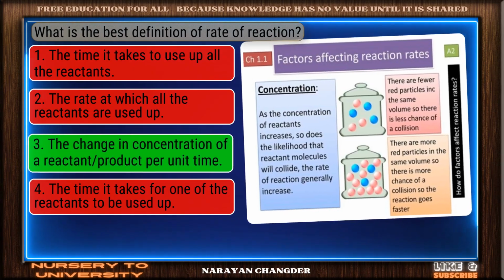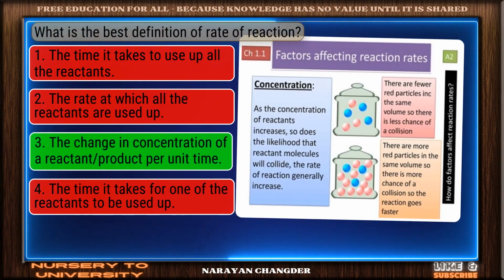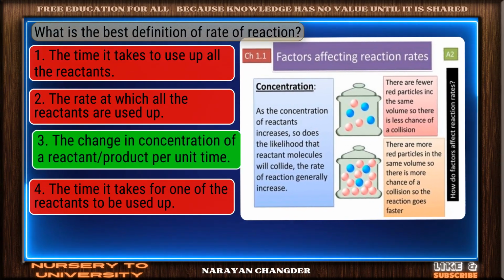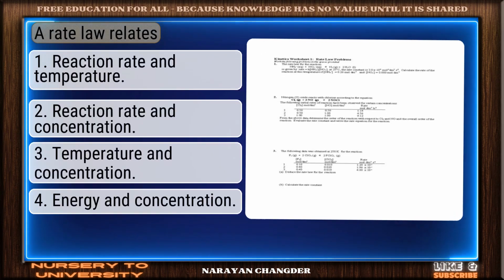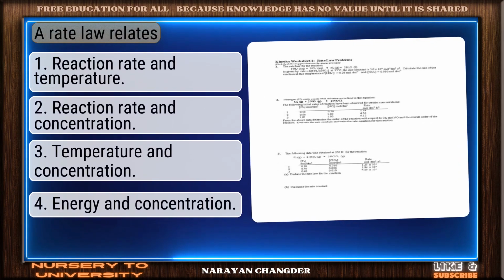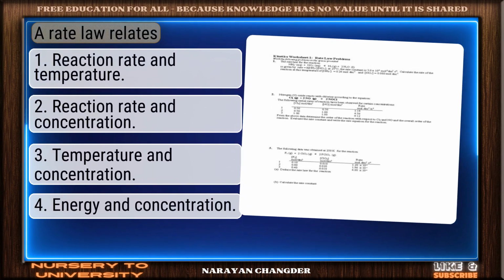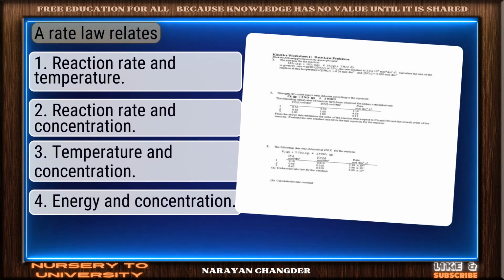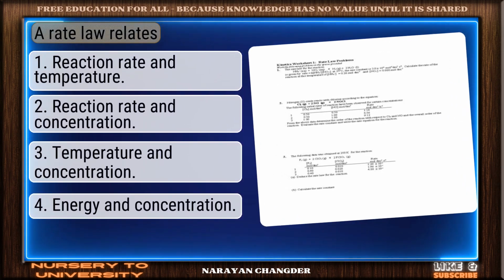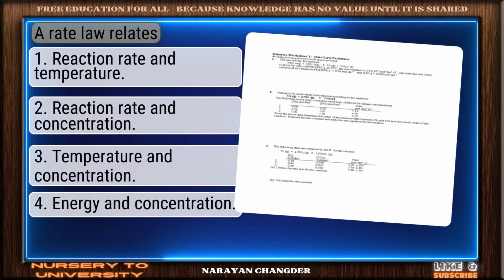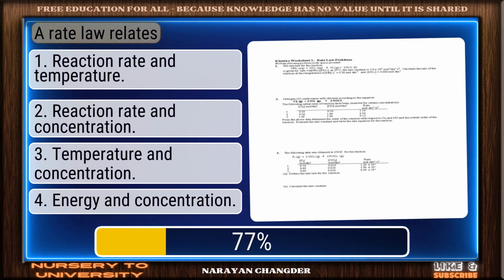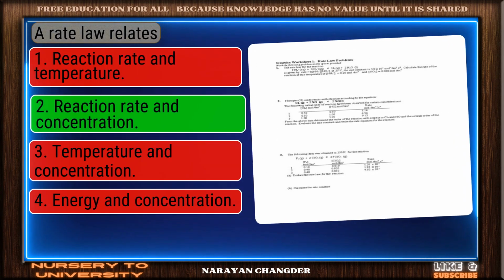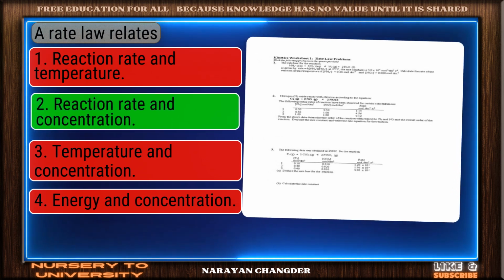Write the change in concentration of a reactant or product per unit time. A rate law relates: Option 1, reaction rate and temperature. Option 2, reaction rate and concentration. Option 3, temperature and concentration. Option 4, energy and concentration. You're on fire, reaction rate and concentration.